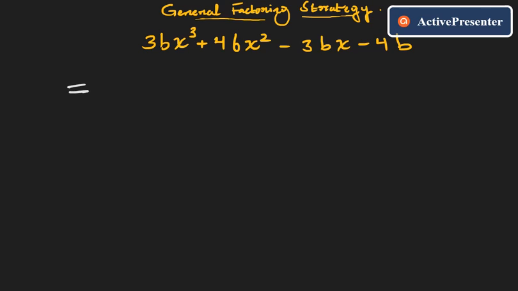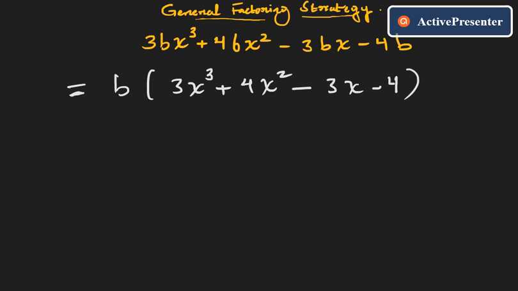First, let's check if we can factor out the greatest common factor. We have here 3, 4, 3, 4, so the numbers cannot be factored. We have here b, b, b, b, so we will take b. Here we have x, but we don't have x in the last term, so we have only b as the greatest common factor. Take b outside, then this would be 3x cubed plus 4x squared minus 3x minus 4. Now what to do?